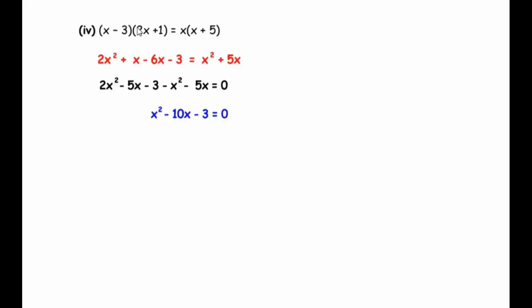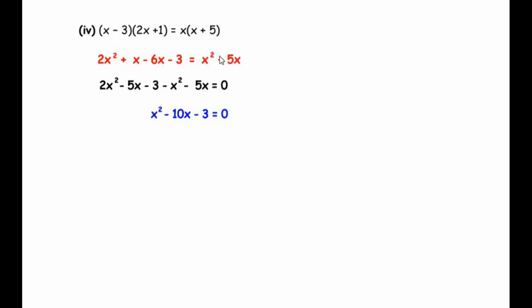Now the fourth sub-question is x minus 3 times 2x plus 1 is equal to x times x plus 5. So let us begin by expanding the brackets on both sides of the equal to sign. So x multiplies with 2x giving us 2x square. x multiplies with positive 1 giving us positive 1x. Negative 3 multiplies with positive 2x giving us negative 6x. Negative 3 times positive 1 gives us negative 3, equal to x multiplies with x giving us x square, and x times positive 5 is positive 5x.